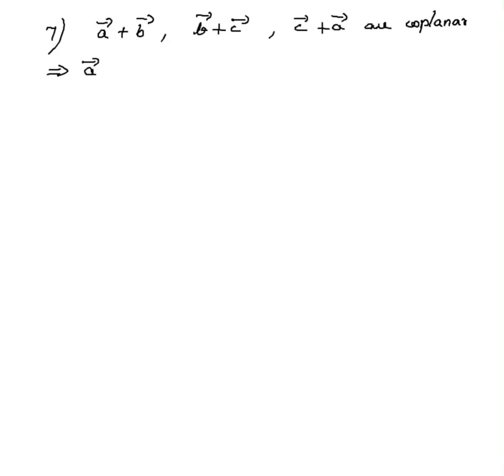Question number 7. Show that the vectors vector A, vector B, vector C are coplanar if vector A plus vector B, vector B plus vector C and vector C plus vector A are coplanar. If these three vectors are coplanar, then scalar product of these three vectors should be 0. A plus B dot B plus C cross C plus A should be 0.